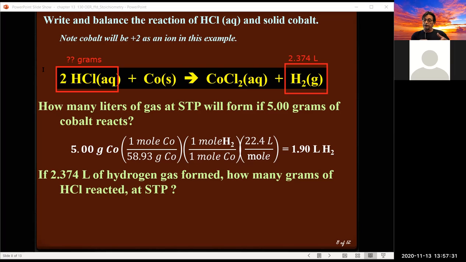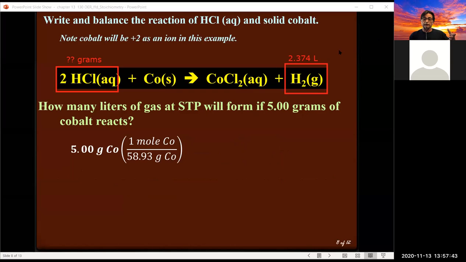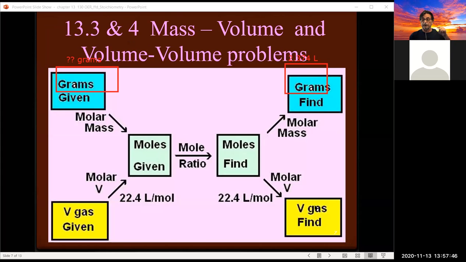So being at STP, I'm starting at the bottom right corner of the flow chart. Okay, let me go back to it. I'm starting at the bottom right corner of the flow chart, and I need to go up to find grams. I'm moving up to the top left, which is grams given. That is what I'm looking for.